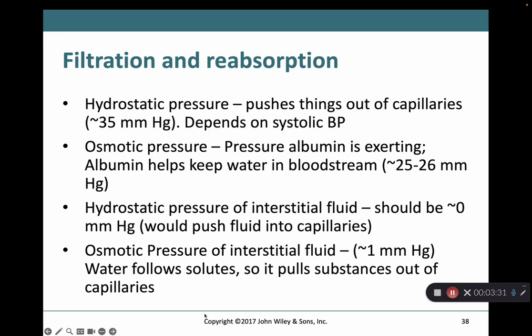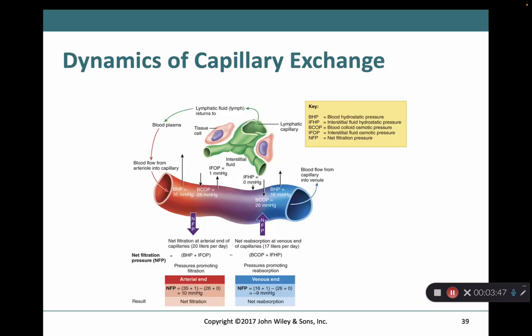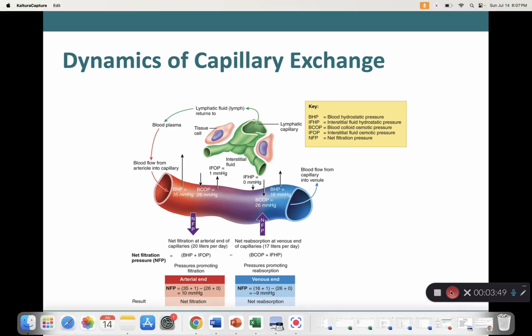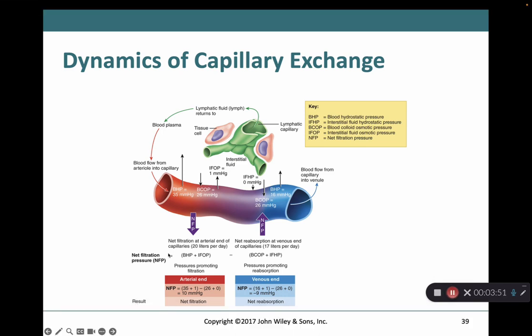Water always follows solutes, like sodium, for example. So it pulls substances out of the capillaries, because the water or fluid in the capillaries is going to follow solutes out. This looks kind of complicated. We're going to break it down and try to make it a bit simpler.